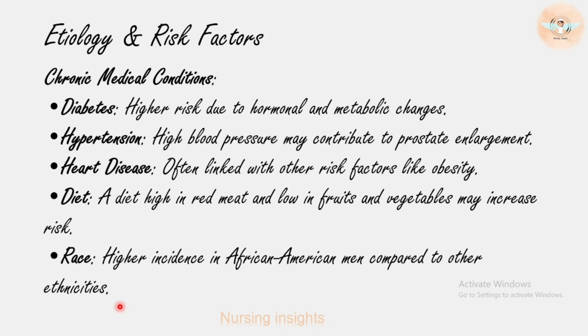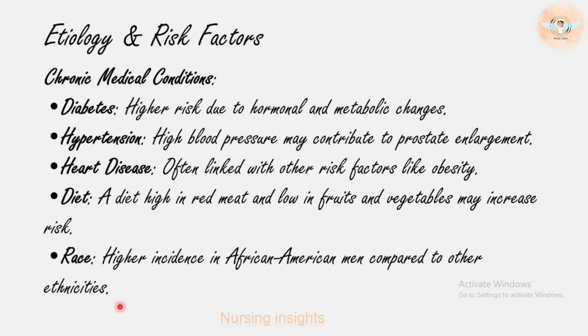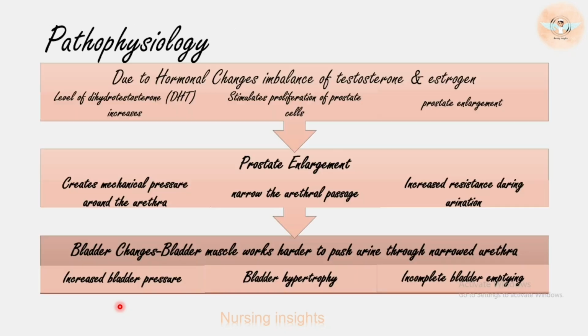Let me conclude again. The exact cause of BPH is unknown, and the risk factors include aging, hormonal changes, family history, obesity, sedentary lifestyle and lack of physical activity, chronic medical conditions like diabetes, hypertension, heart disease, and also diet. Race is also a factor, as African American men are at more risk compared to other ethnicities. So this is about etiology and risk factors.